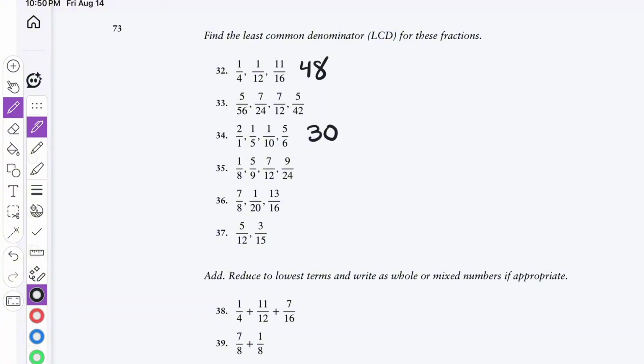And then let's do 37. So 12 and 15. So what number? I would count by 15s. I think that would be the easiest way. Okay. So 15, 30, 45, and then 60. And I know that 12 does not go into 30 or 45. So does it go into 60? Yes, it does. So this one would be 60.